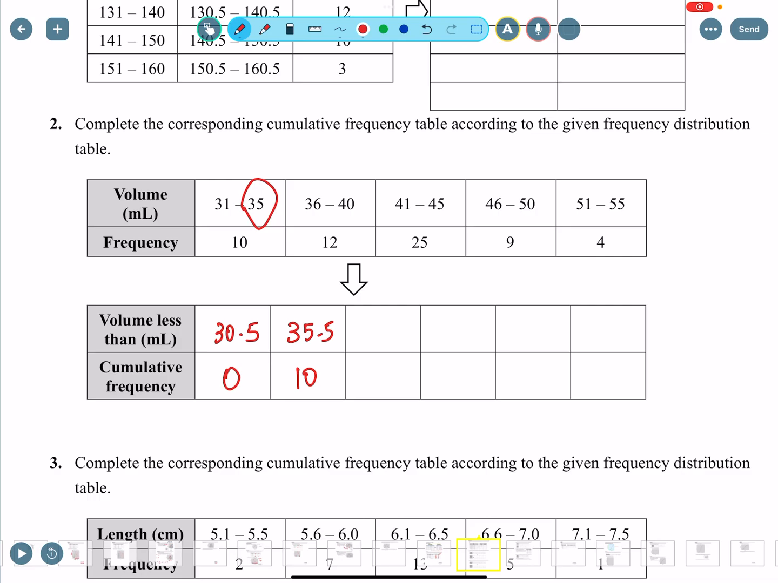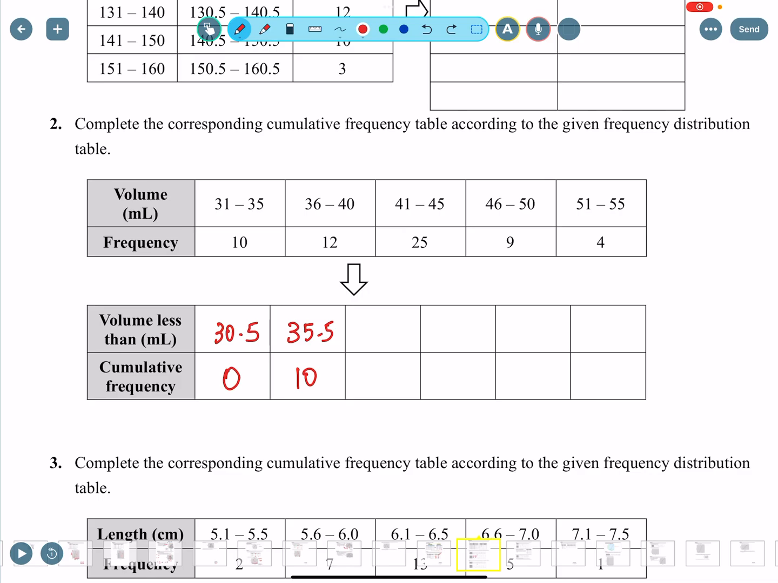There's no context here, so let's pretend it's a water bottle. Water bottles that are 35 will not be part of this 10, right? Do you get it? Because these 10 can also have a volume of 35 ml. So if you say volume less than 35, 35 is not included, because 35 is not less than 35, right? It's equal to 35. So that's why you put 35.5.